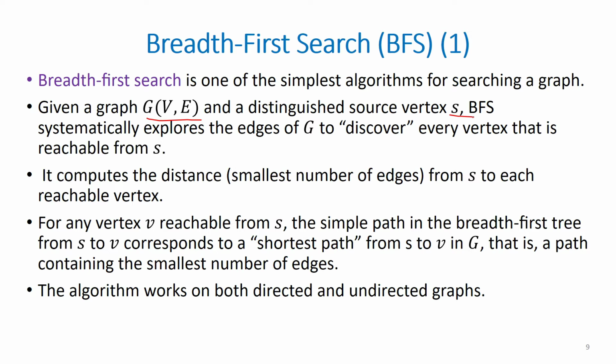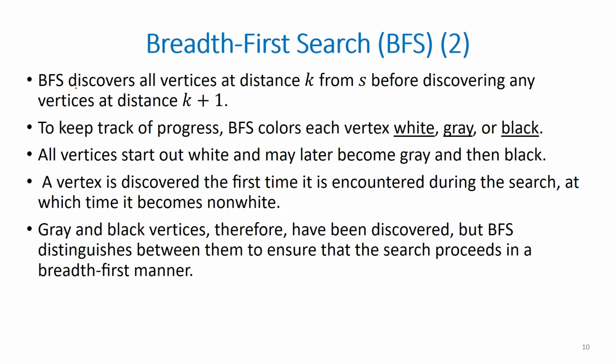So there may be many paths from S to V, but BFS will tell you which is the shortest in terms of the number of edges that need to be traversed from S to V. BFS works on both directed and undirected graphs. BFS works as follows. Starting from vertex S, it first searches all the vertices that are at distance k from it. Initially, k is equal to 1. Then it searches for vertices at distance k plus 1 and so forth.